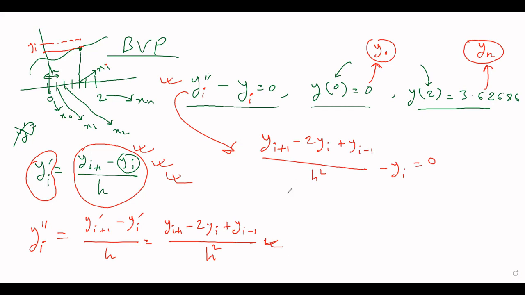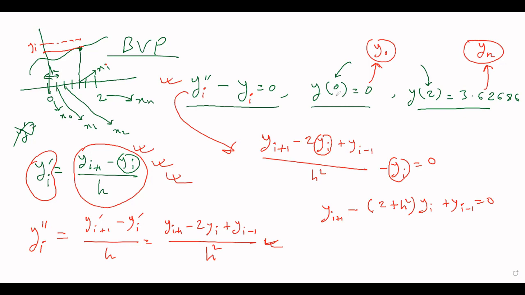If you simplify this equation, let me write the simplified equation: multiply h squared on both sides. Finally, we get yi plus 1. You have a yi here and another yi here. So finally, if I am not making any calculation error, I should get yi plus 1 minus (2 plus h squared) yi plus yi minus 1 equals 0. Now all we have to do is consider a suitable value of h.